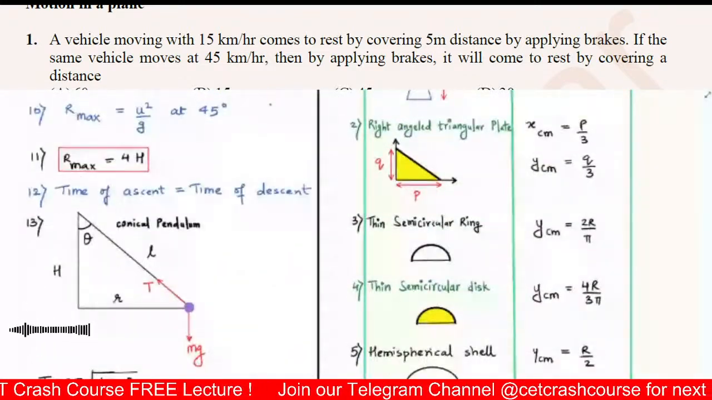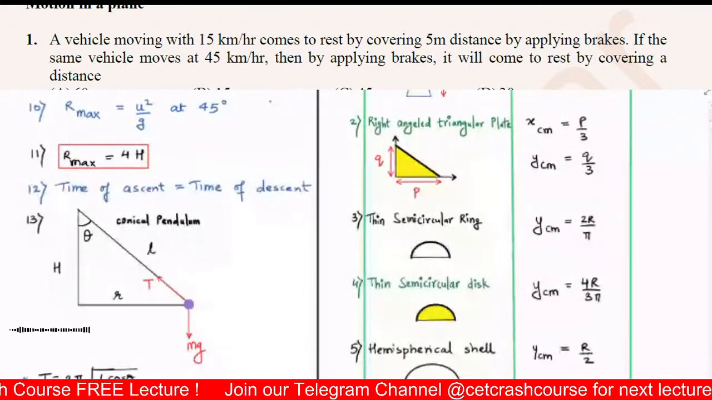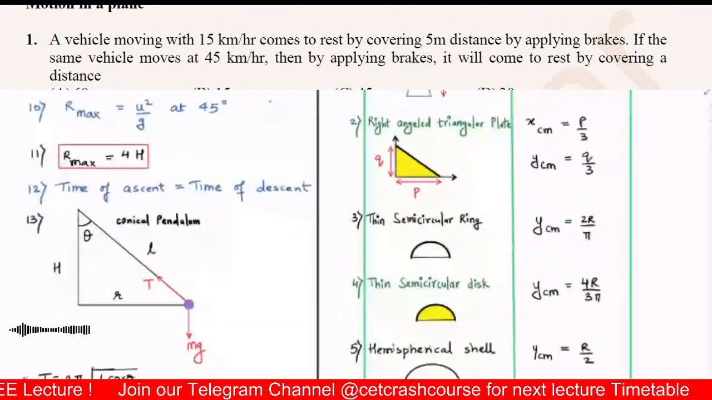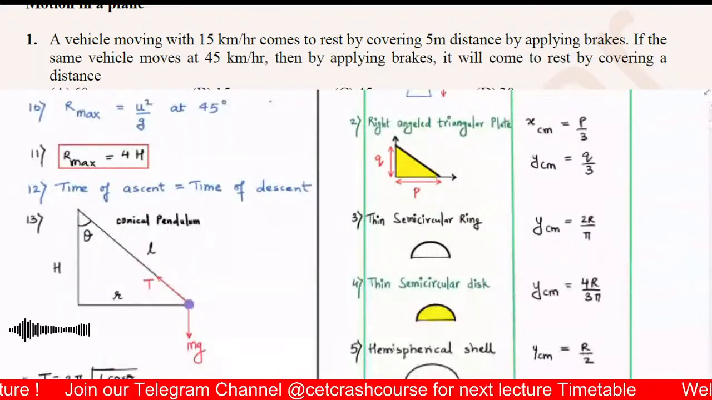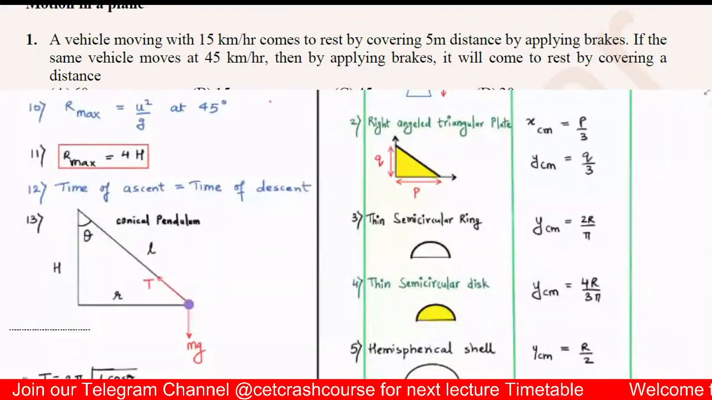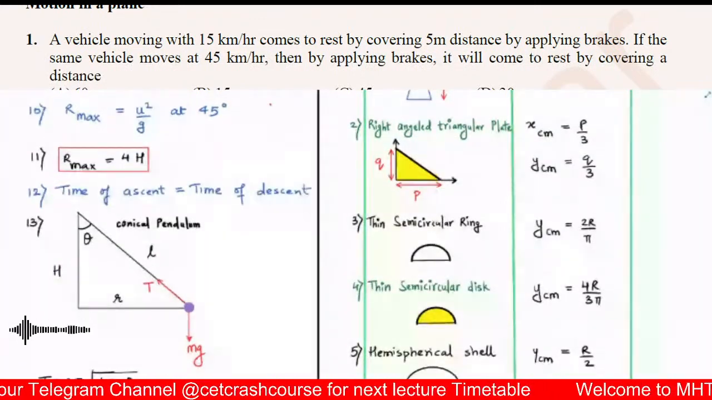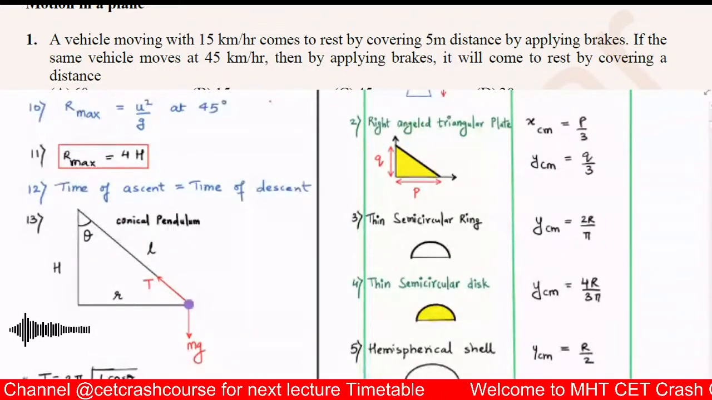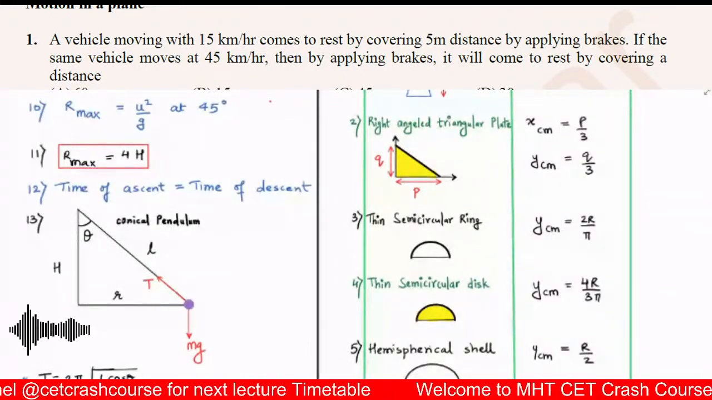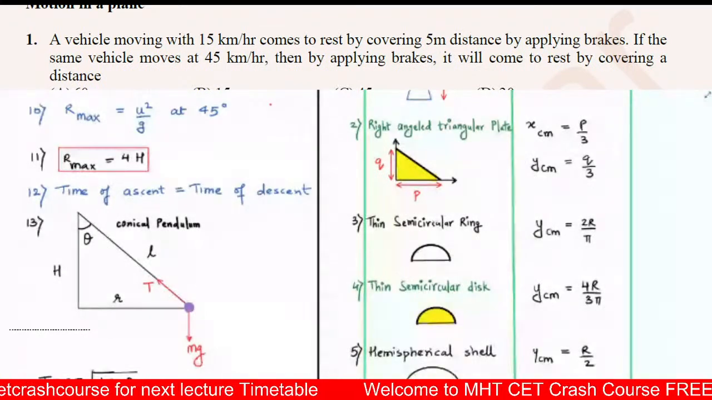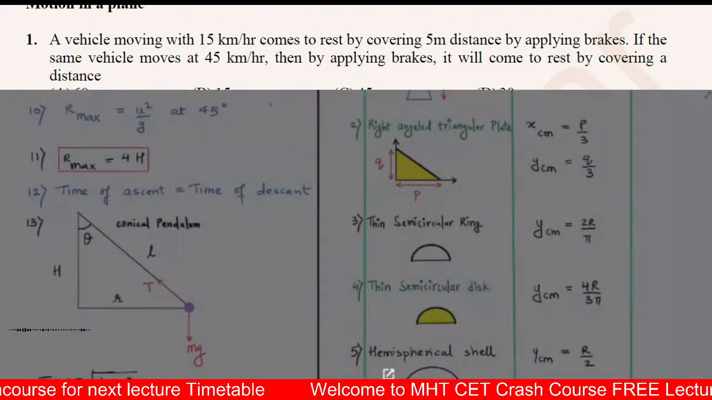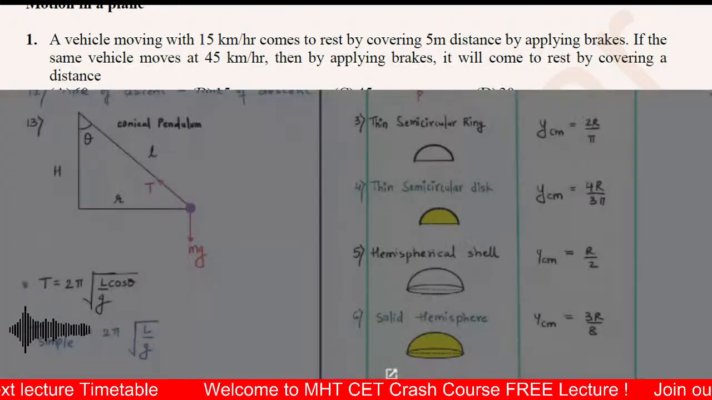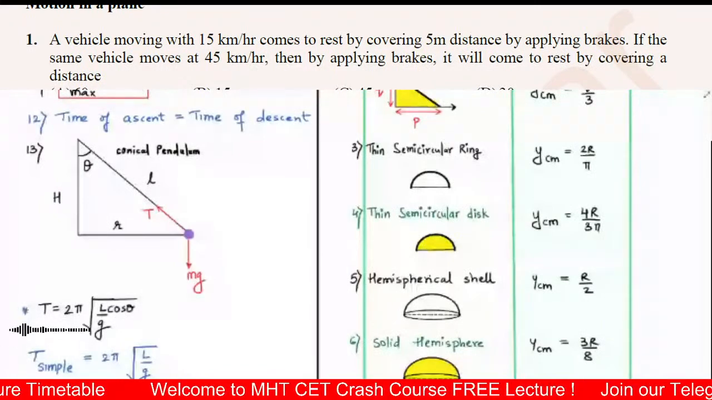The 10th formula is to calculate maximum range. I hope we remember that maximum range is obtained at 45 degrees and the value of Rmax is u square by g. And there is a beautiful relation between Rmax and capital H: the maximum range is 4 times the vertical height. Then of course we do remember that time of ascent will be equal to time of descent.